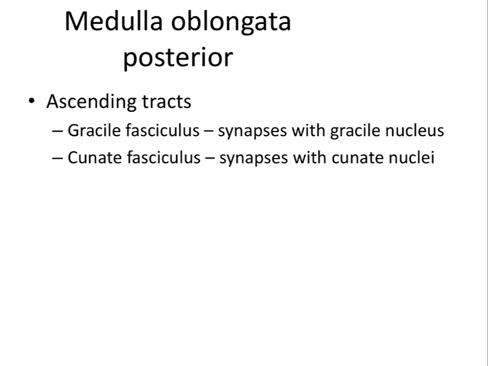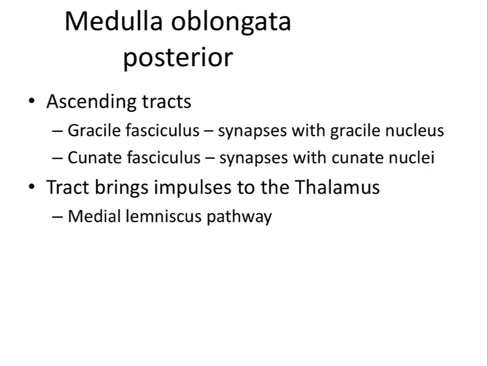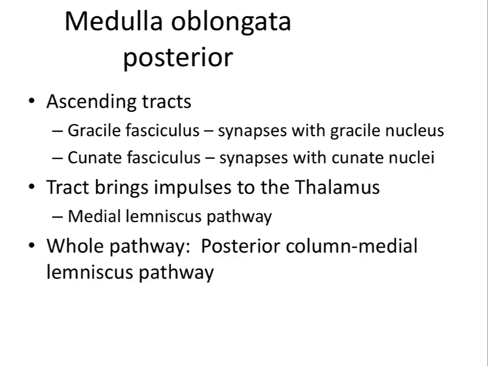The tract that takes the information from these nuclei to the thalamus is called the medial lemniscus. The entire pathway, including the white columns of the spinal cord, is called the posterior column medial lemniscus pathway. Any somatosensory information coming up through the brain is going to pass through the posterior side of the medulla in these tracts and be routed to the thalamus via the posterior column medial lemniscus pathway.